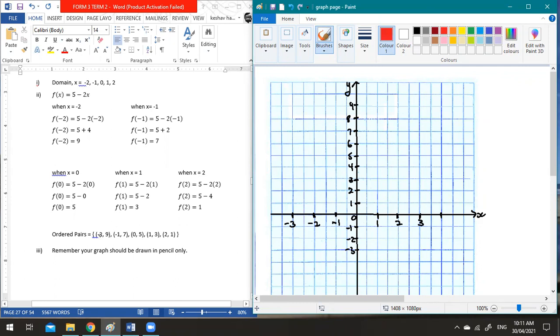So -2 on the x, which is here, and you're going up until you find 9. So that is here. The 9 line is here, right? So that's the first point. The second point is -1 and 7. So you're going up the -1 line until you reach 7. Right? Then 0 and 5. 0 is on the black line itself. So 0 and 5. Then 1 and 3. That's here. And then 2 and 1. That's here. And the last thing you do now is take your ruler and your pencil and you draw your line.